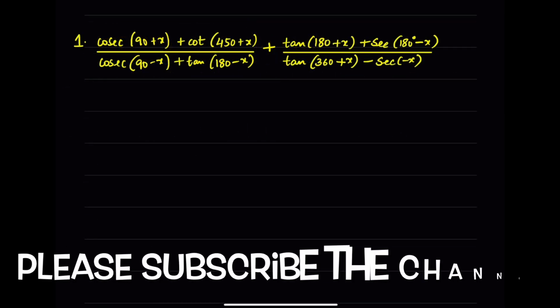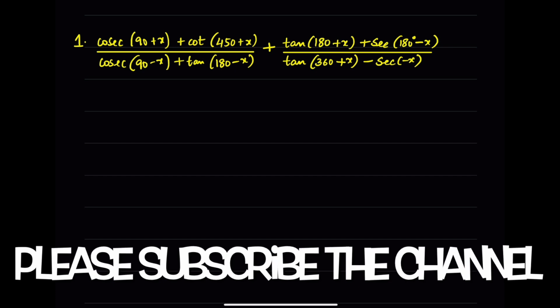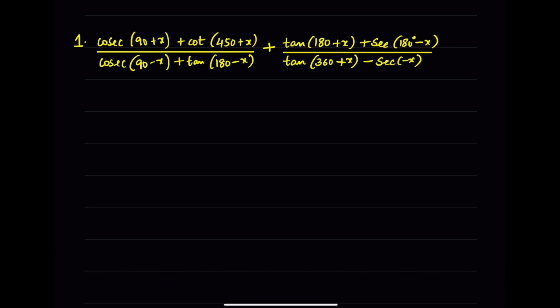Let us solve the first problem. So let's start applying the trigonometric ratios in different quadrants. So the first part is here cosecant of 90 plus x. This would be the second quadrant in which sine is positive as well as cosecant is positive. So the first value would change to secant of x.